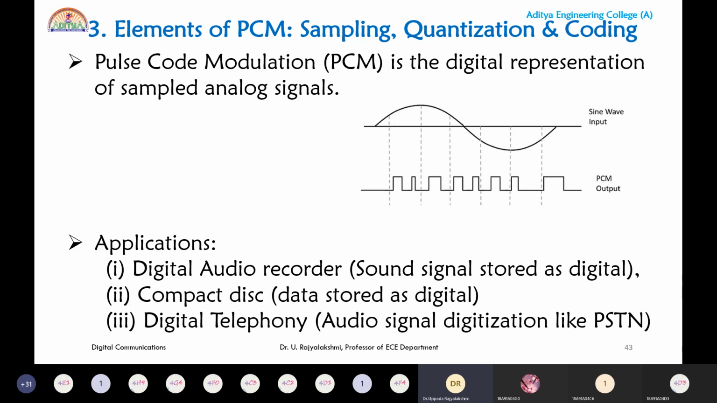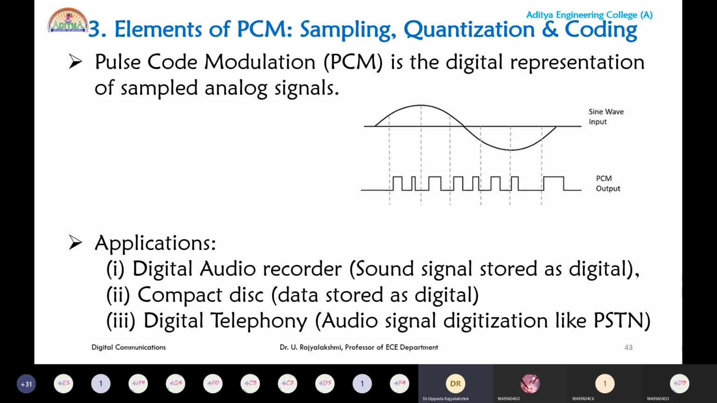Okay, so these are few applications of PCM. So what is PCM? Please go through this slide once again. PCM is a digital representation of sampled analog signals. It means that the analog signal or the input message signal, which is sinusoidal in form or analog in form, is converted into digital sequence or data sequence or binary sequence. Okay, so that is in the form of zeros and ones.